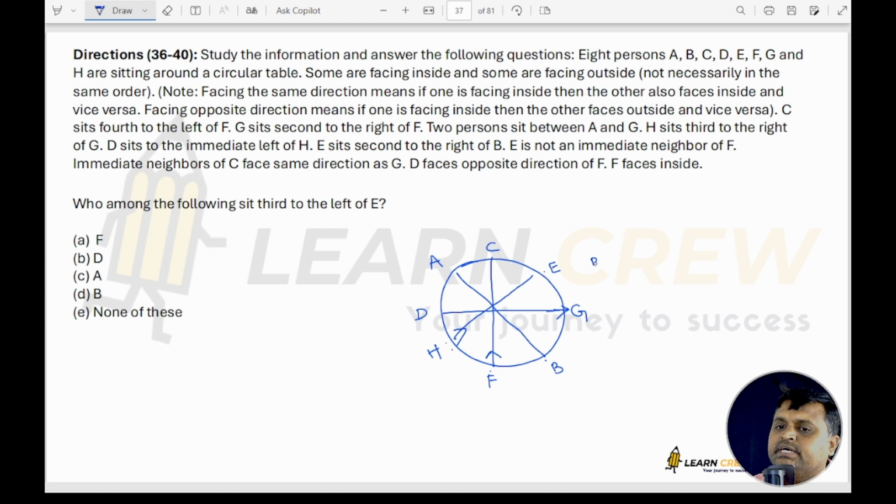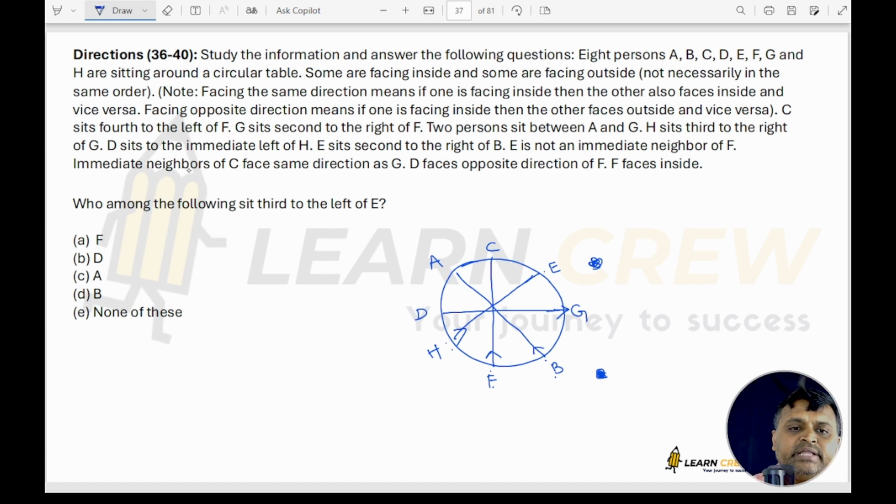If B is here, E would be here, but their facing would be changing. Here, E is second to the right of B. If B is facing outwards, then E would be here. Now, E is not an immediate neighbor of F, which means definitely B must come here and E must come here. So this is the arrangement.